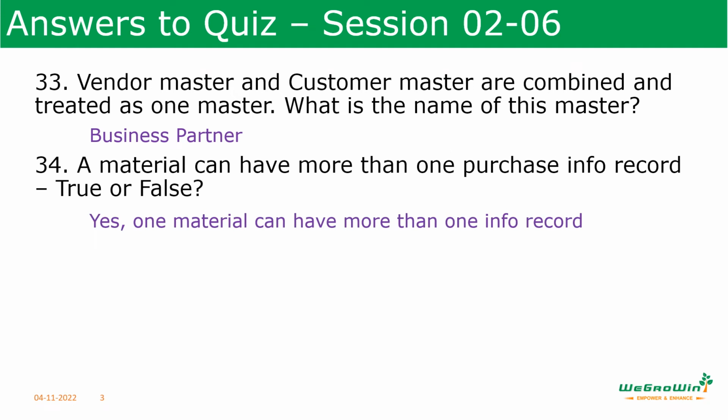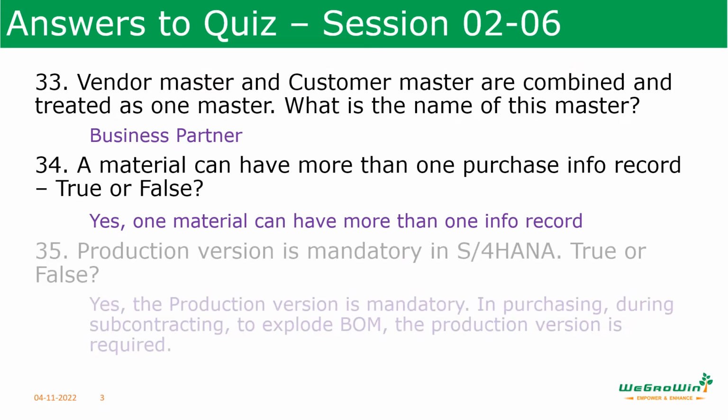A material can have more than one purchase info record, true or false? Yes, one material can have more than one info record. For example, if you are buying one material from two suppliers, then it will have two info records, right? So in that case, we need to have more than one info record.